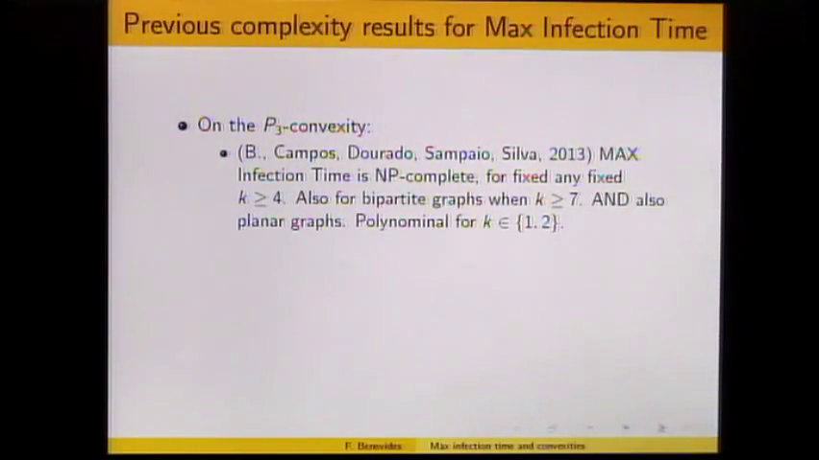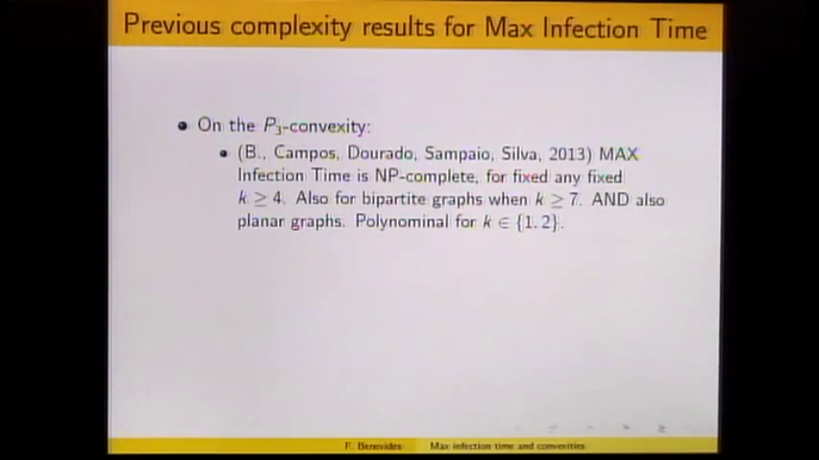Even if you know that your graph is a bipartite graph, when K is at least 7, to determine if the infection time takes time at least 7 is a hard problem. Even if you know that your graph is a planar graph, to determine the maximum infection time is a hard problem.